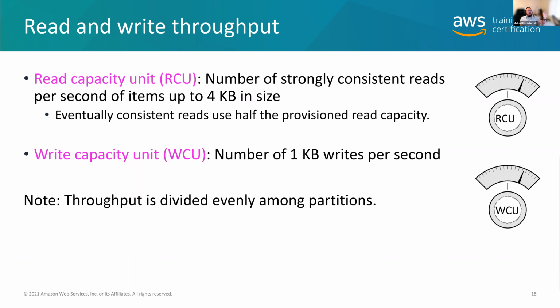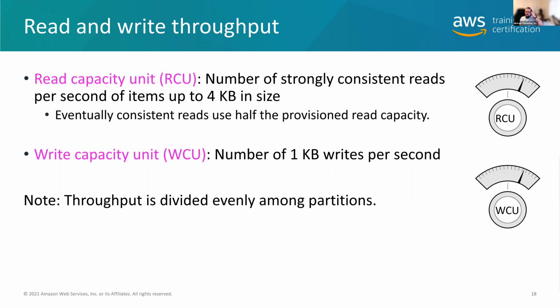Let me give you an example. Let's say you set your read capacity to 100 units per second, and you set your write capacity to 100 units per second. That means you can do 100 strongly consistent reads per second. Like you can read 100 consistent reads per second. If you do eventually consistent reads, you can do 200 per second. In other words, the number of capacity units that you use is dependent on the type of read you're doing or the type of write you're doing.